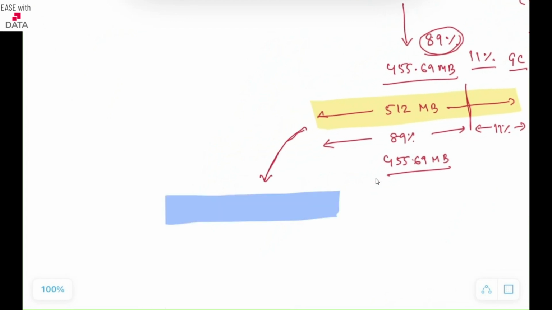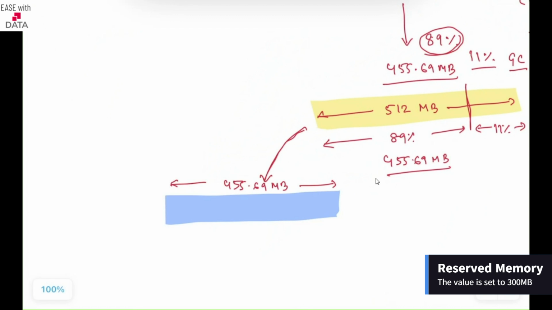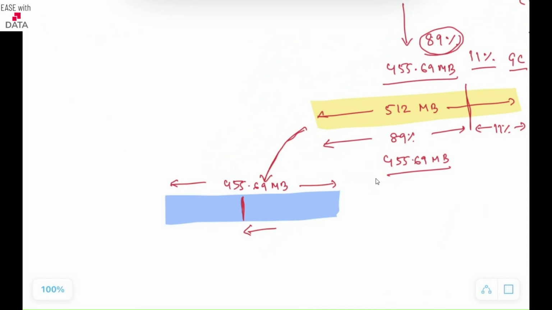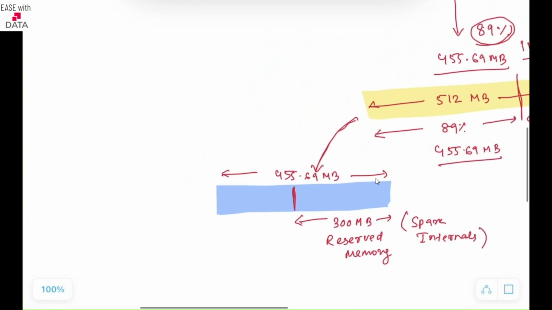Now, once you have this 455.69 MB memory, again, you cannot use all of this memory for Spark. Spark reserves some of the memory for its internals, which is known as reserve memory, and the size is 300 MB. So this is set to 300 MB for reserve memory. The use of reserve memory is to store Spark internals. Now, the remaining memory which is left is 155.69 MB, which we can use further.